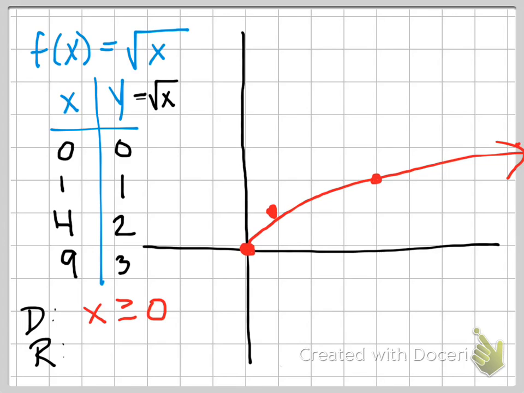My range, my y values: the smallest y value I have is 0. So y is greater than or equal to 0. So, different domain. We've had ranges like this before. And this is the parent function, or what the standard square root function looks like. So the next one we're going to talk about is the cube root.